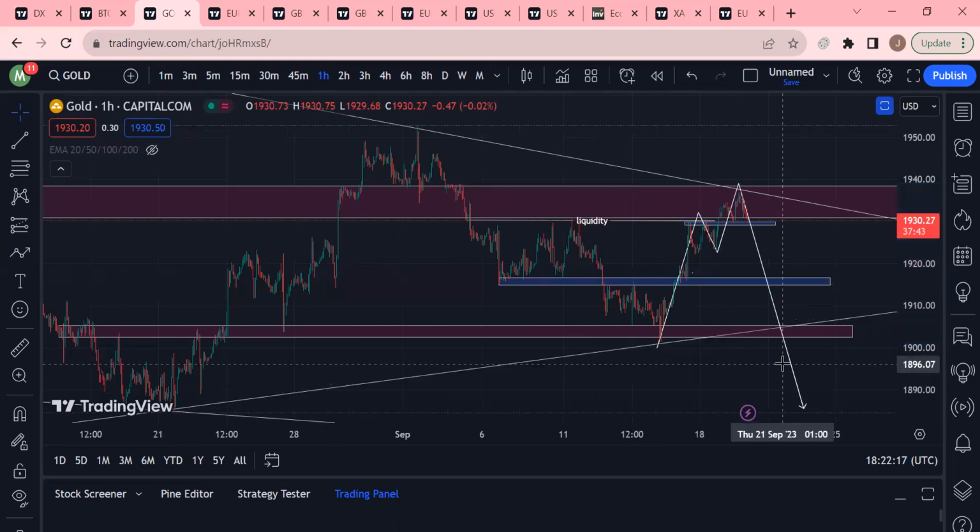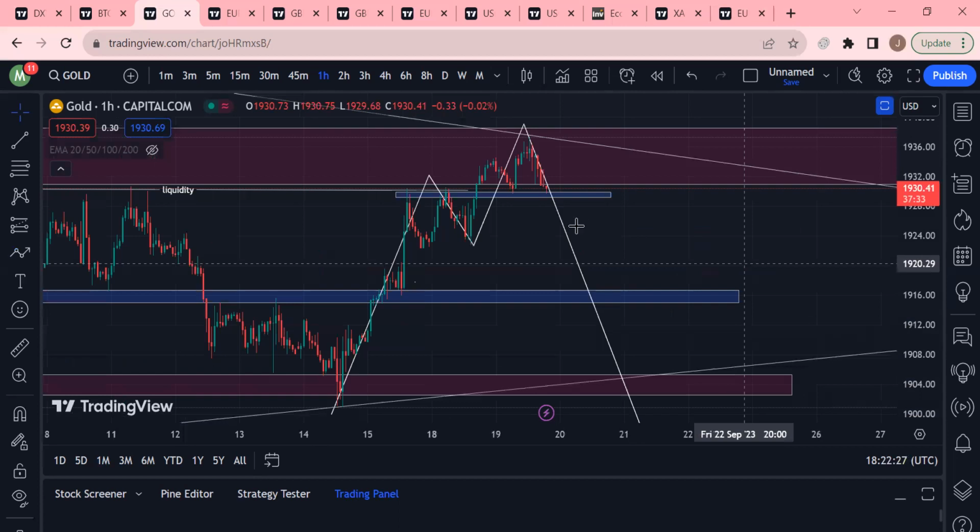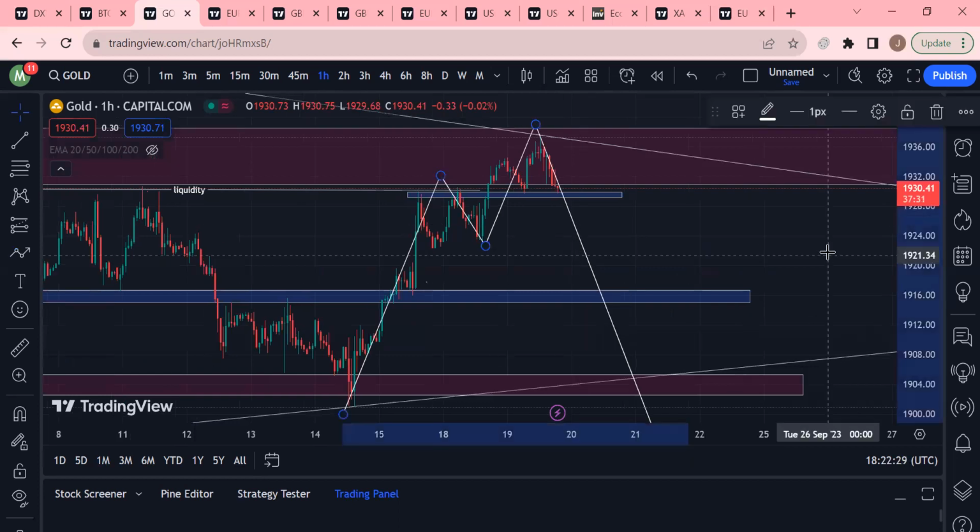Again, this was where I drew yesterday. If we do not break this low to the downside, we still even have that resistance zone. Let me zoom in very well. So let me take this off. Now look at what you do.